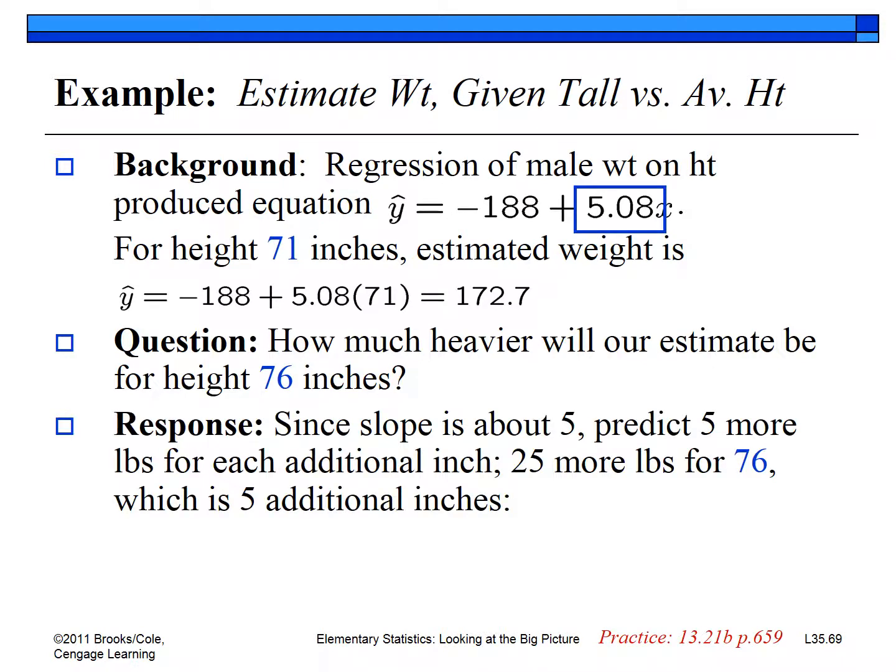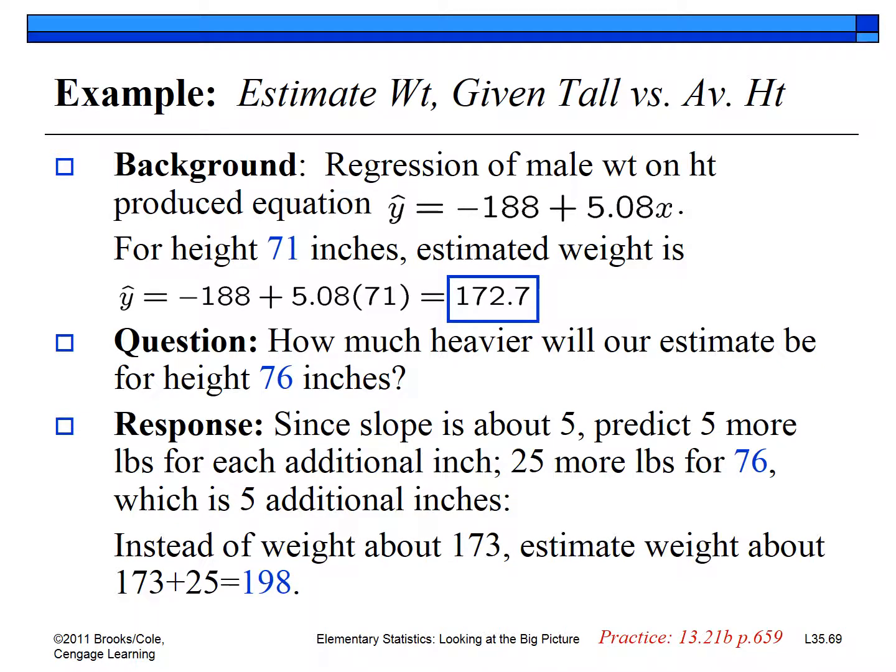Well, remember the slope was around 5. The way we interpret that slope is that every additional inch in height will result in an additional 5 pounds in weight. So if we add 5 inches to height, that would result in 5 times 5, or 25 more pounds for a 76-inch tall person in the population. So instead of the estimate that we had at 71 inches of 172.7 pounds, we'll add 25 to that and get around 198 pounds.